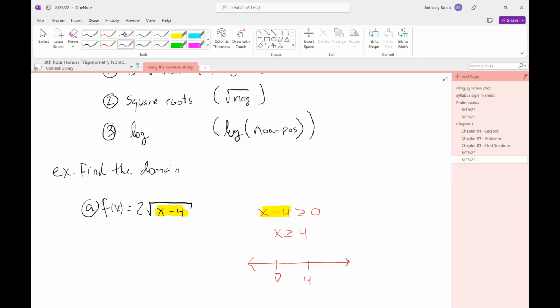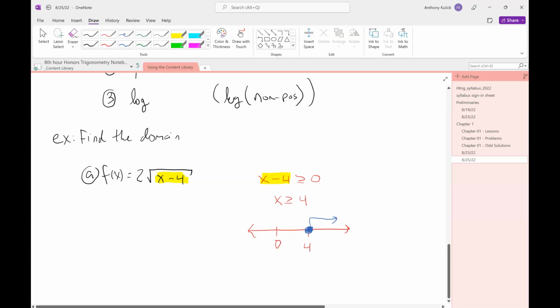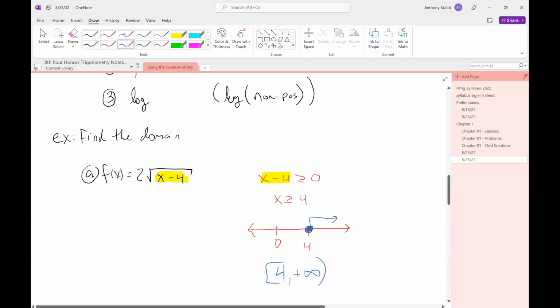I'm going to go ahead and turn that inequality into something on the number line. Because it's greater than or equal to 4, it includes 4, so I'll use a filled circle, and then my arrow will go to the right. If I want to translate this into interval notation, I would say bracket 4, comma, positive infinity with a parenthesis. Remember, we use brackets when things are included, when we use the filled circle, when we have the greater than or equal to or less than or equal to.